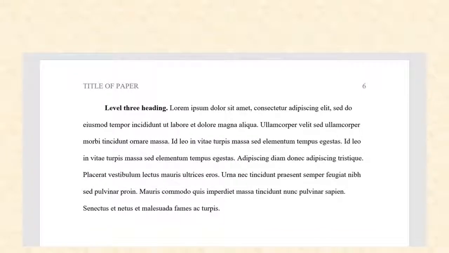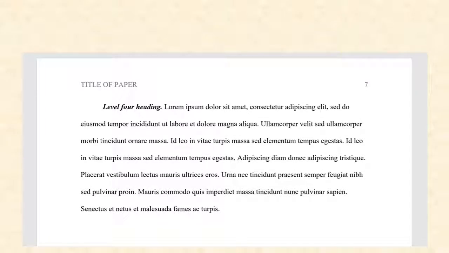Level 3 headings are where things start getting complicated. A Level 3 heading is indented. It's also bolded, but only the first word is capitalized. In fact, it's capitalized as you would capitalize a sentence, and there's a period at the end. Where people get into trouble with a Level 3 and above heading is that the Level 3 heading is part of the paragraph. There is no carriage return after the heading. The paragraph starts on the same line.